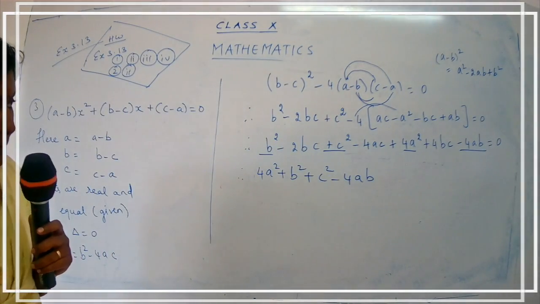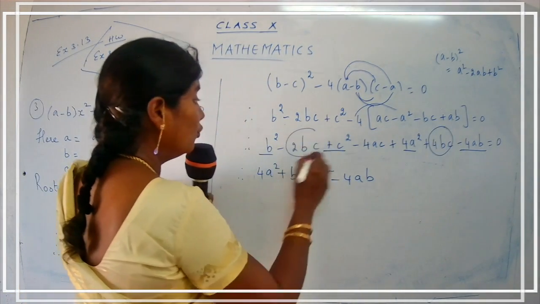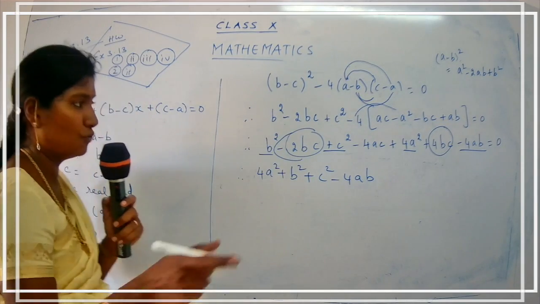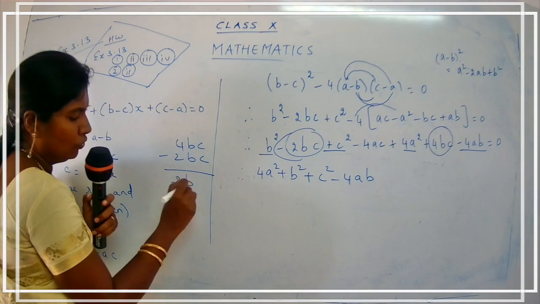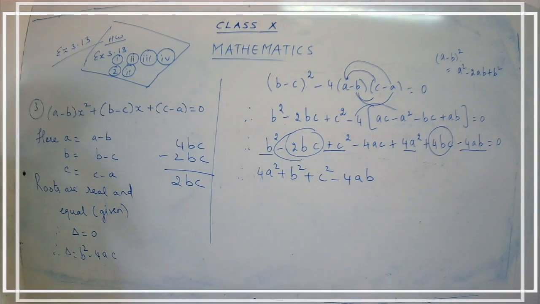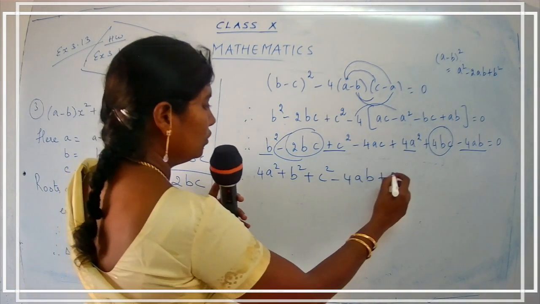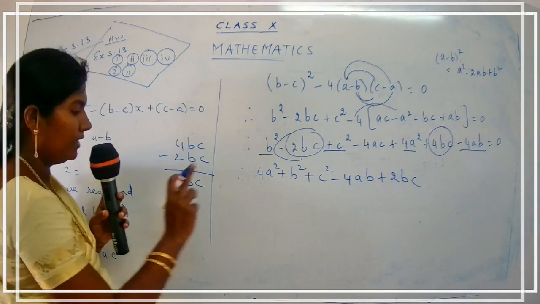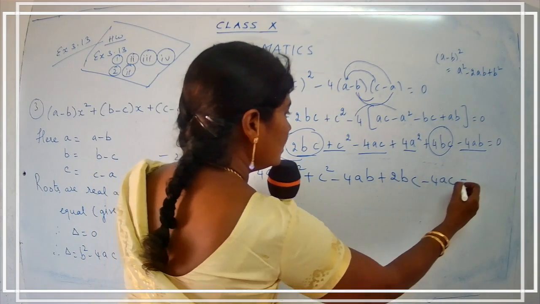BC term, go for BC term. When you go for BC term children, see there are two terms, 4BC and minus 2BC, not 2BC, minus 2BC. So 4BC minus 2BC. What is the answer? 4 plus 4 minus 2, so plus minus minus. So 4 minus 2 is 2. And what is the variable with that? BC. And what will be the sign of the bigger number? It's plus 4BC. So I'll get here plus 2BC. Minus 4AB, plus 2BC. So I have taken those two terms. Now what is left? Minus 4AC is equal to 0.